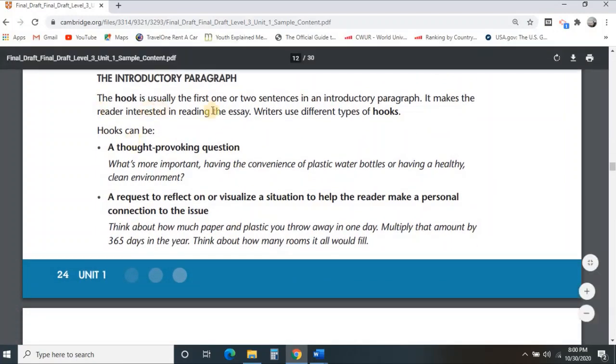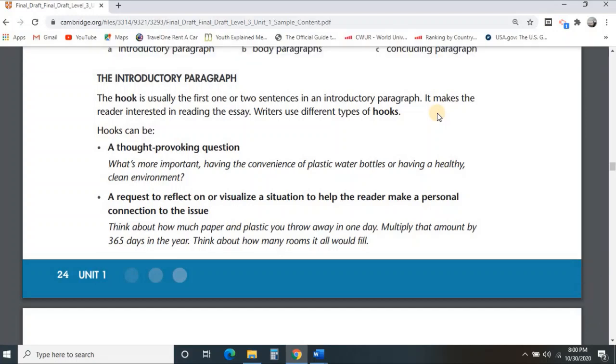Now, the introductory paragraph. What's a hook? The hook is usually the first one or two sentences in an introductory paragraph. It makes the reader interested in reading the essay. Writers use different types of hooks.